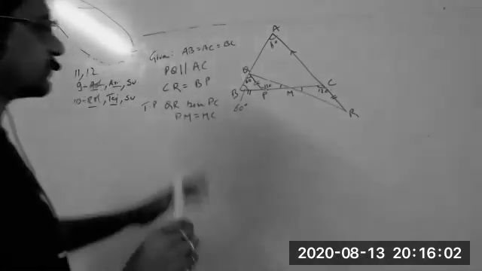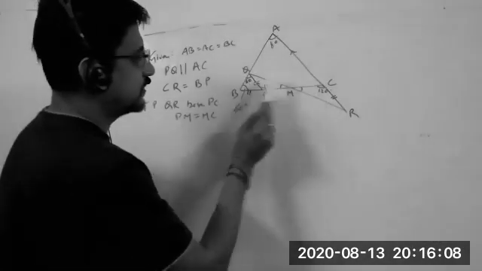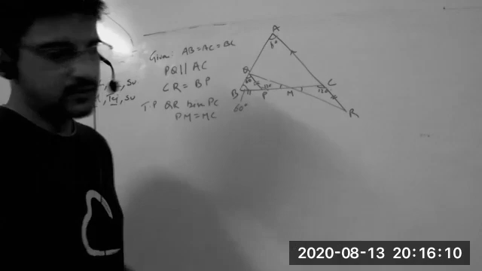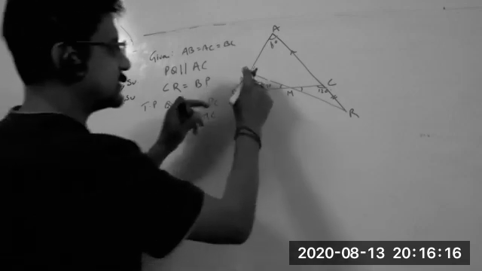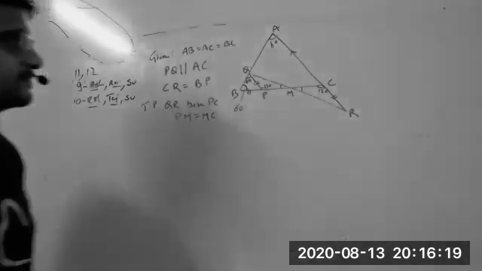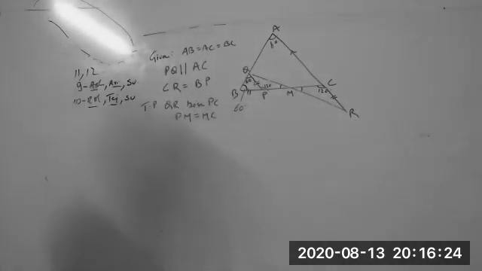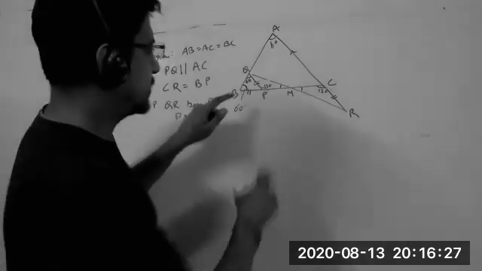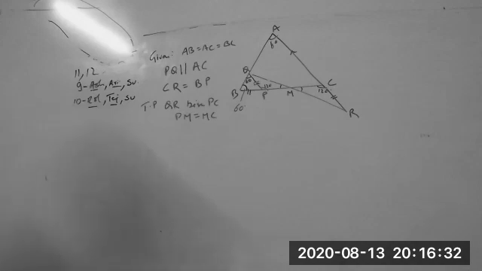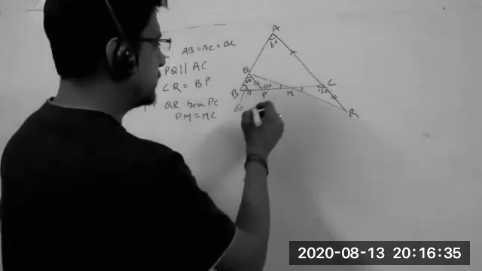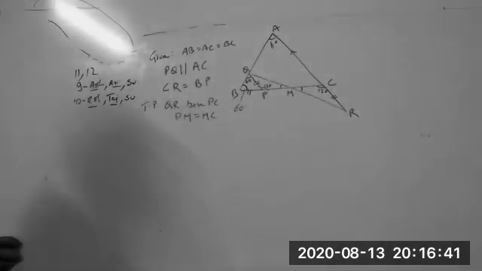See, ABC is an equilateral triangle, so all these three are 60 degrees, correct? This angle is 60 degrees, correct? Now this line is parallel to this line, and QR is a transversal. This PQ is parallel to AC, correct? Yes, given. So PQ is parallel to AC and AB is a transversal.